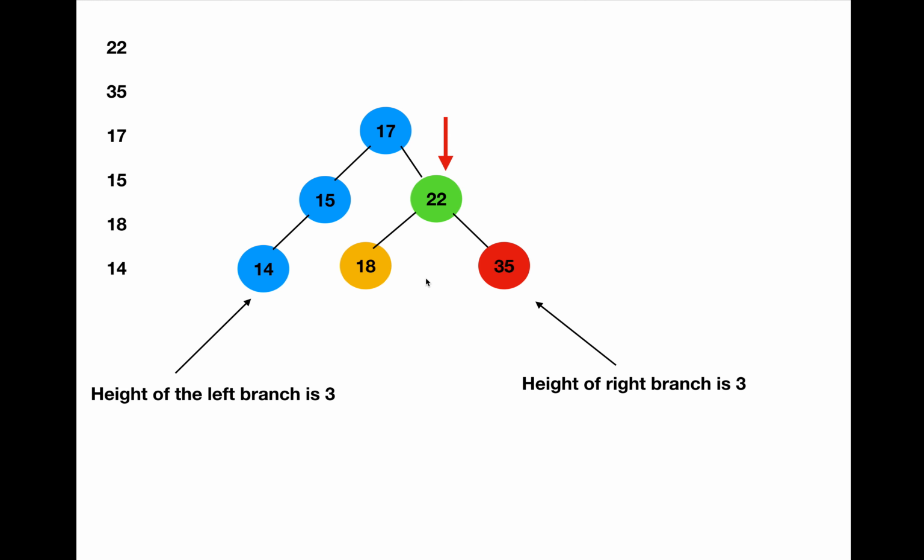So this whole tree is now balanced. There are no nodes that have an imbalance at any point. And if we notice, the left branch of 17 is now 3. The right branch is 3. 3 minus 3 is 0. So this is a perfectly balanced tree.